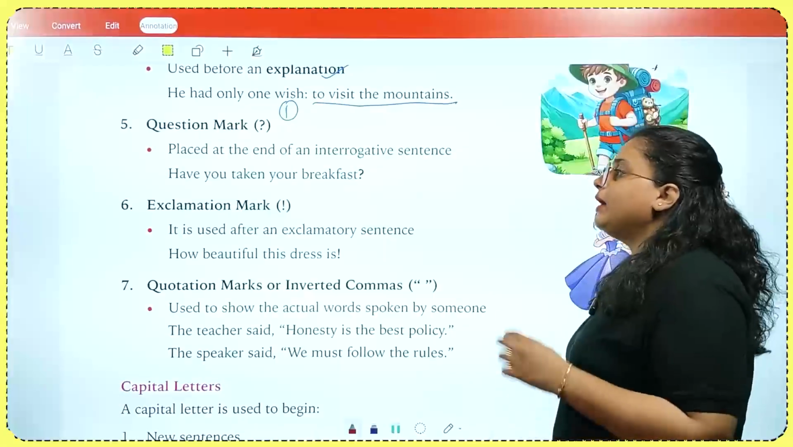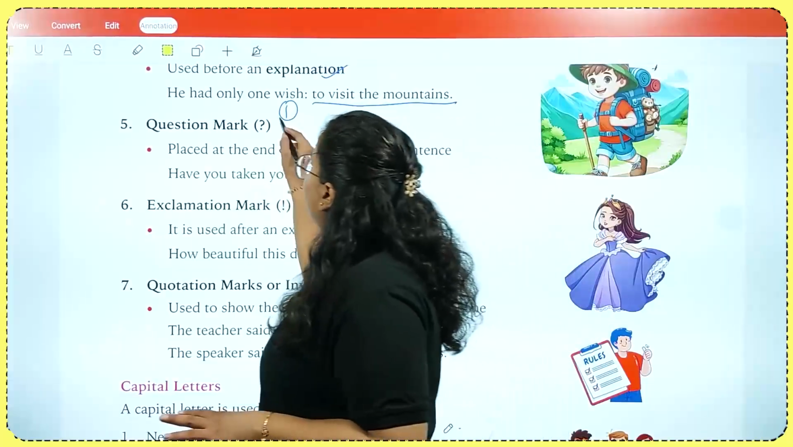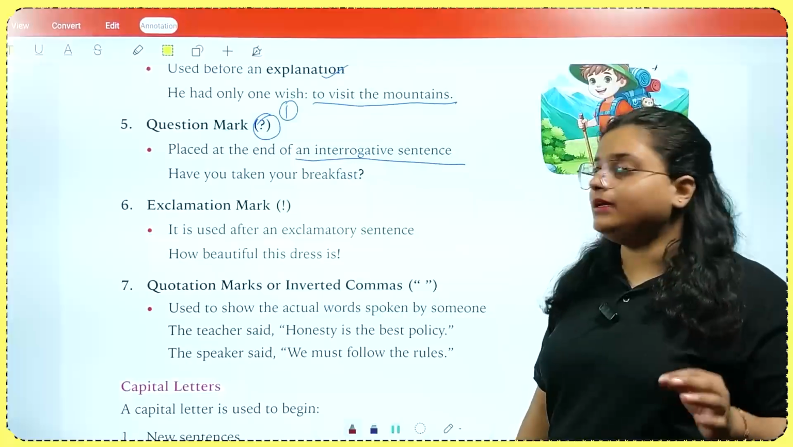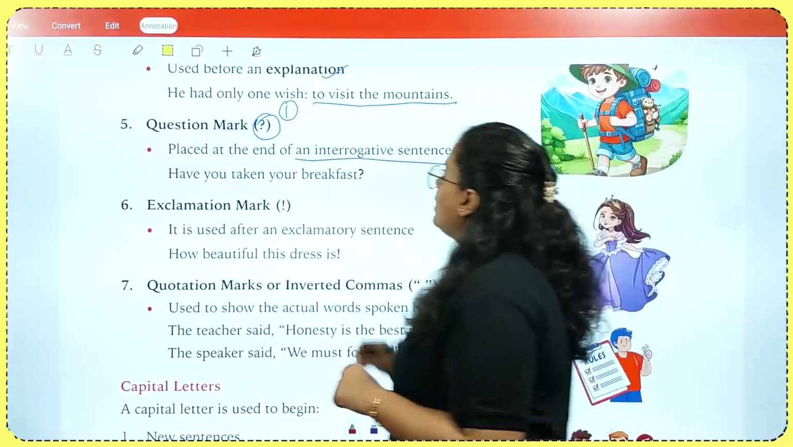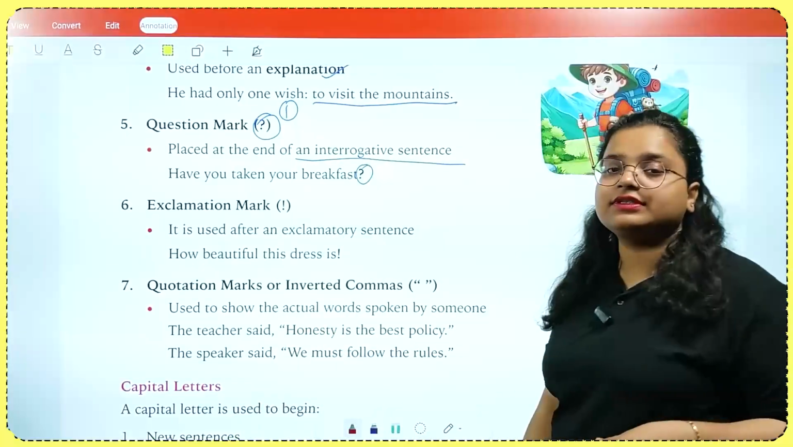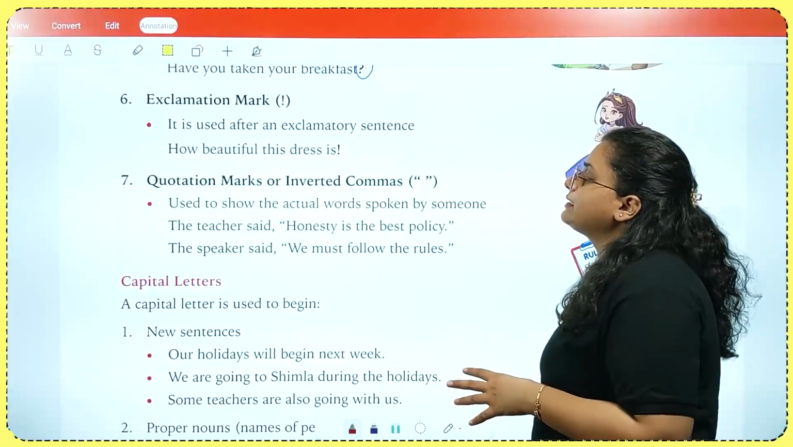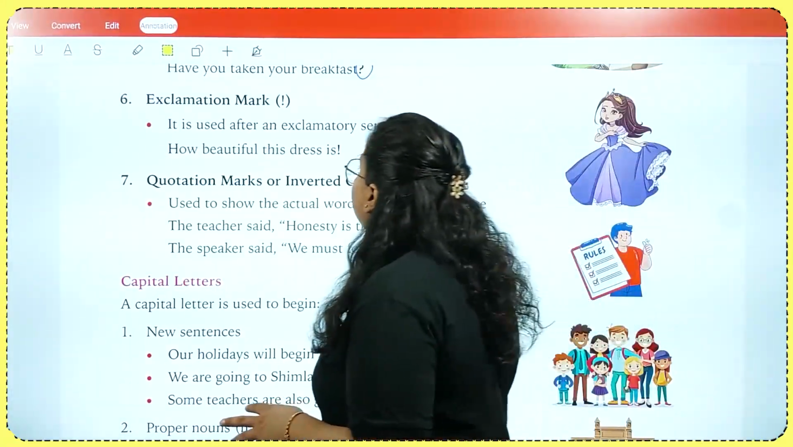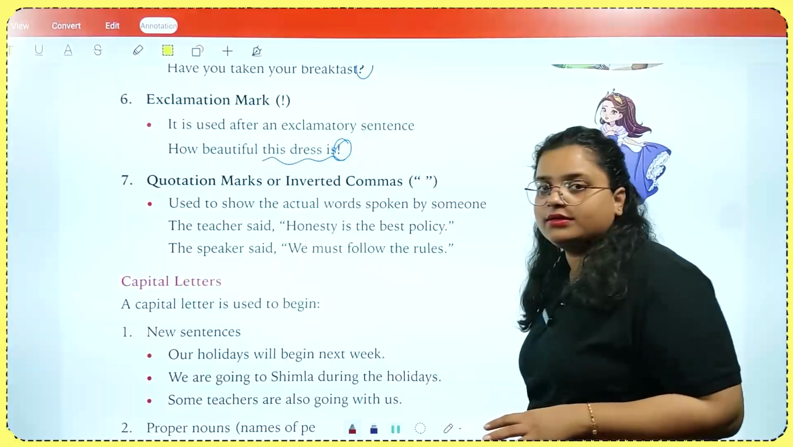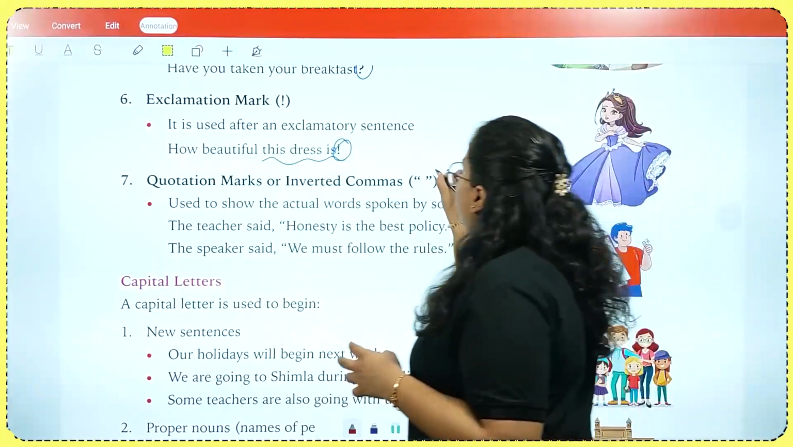Then we have question mark placed at the end of an interrogative sentence. जो आपका question mark होता है वो किसी भी interrogative sentence के end में लगता है. Have you taken your breakfast? Question mark. So this is an interrogative sentence. Sixth, mark of exclamation. It is used after an exclamatory sentence. How beautiful this dress is! Exclamation mark.